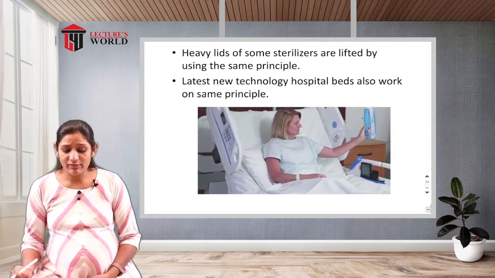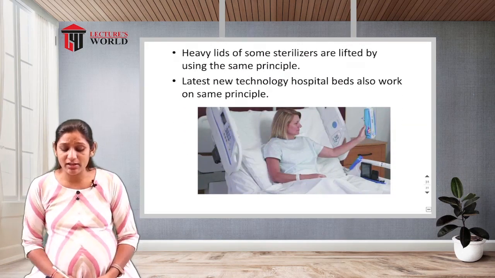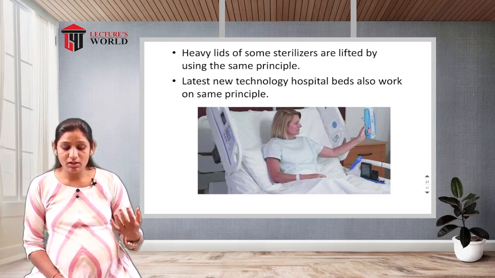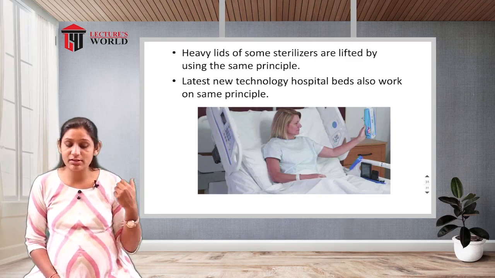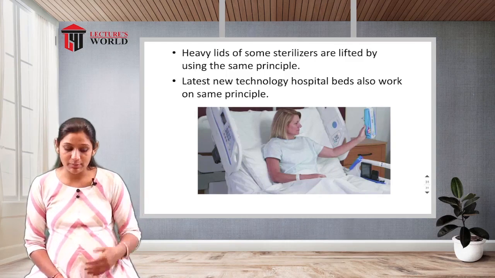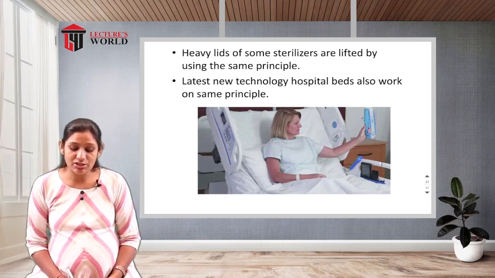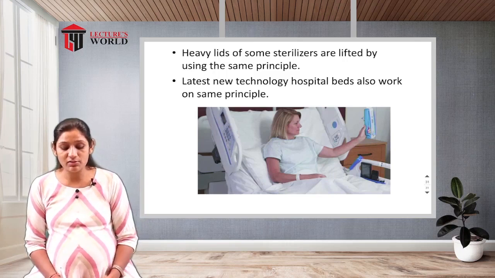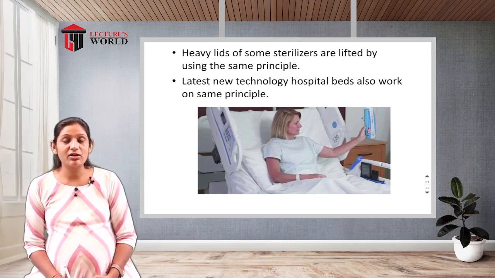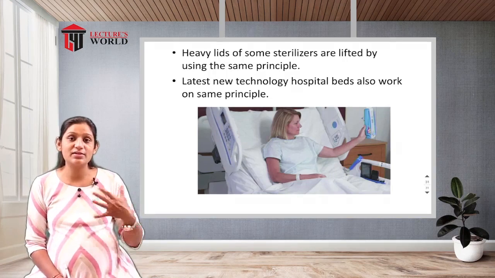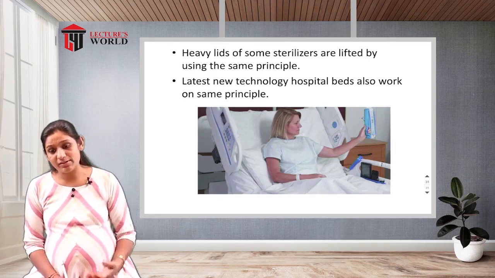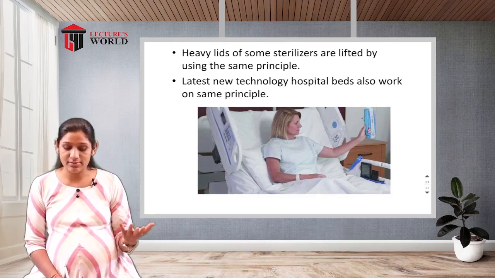Now, heavy loads of some sterilizers are lifted by using the same principle. Latest new technological hospital beds also work on the same principle. Means the latest new technological hospital instruments, all of which operate by this outer Pascal's law pressure principle, also work on the same principle. Okay.